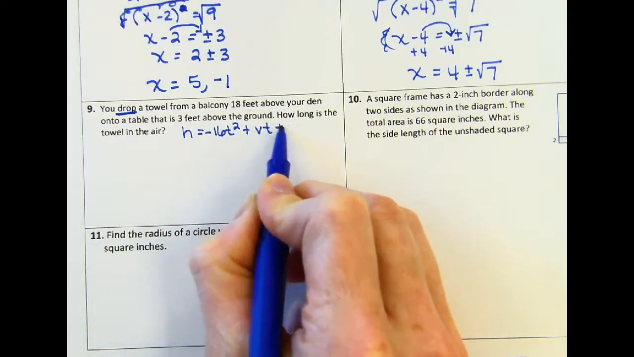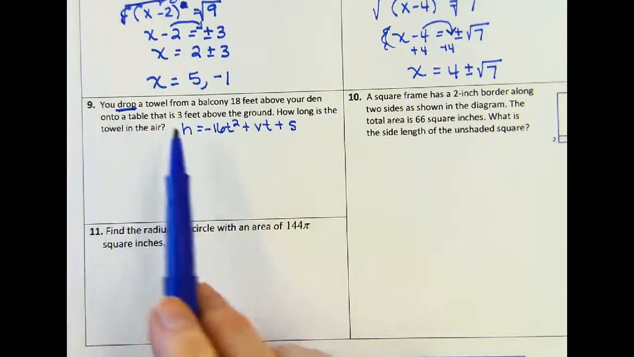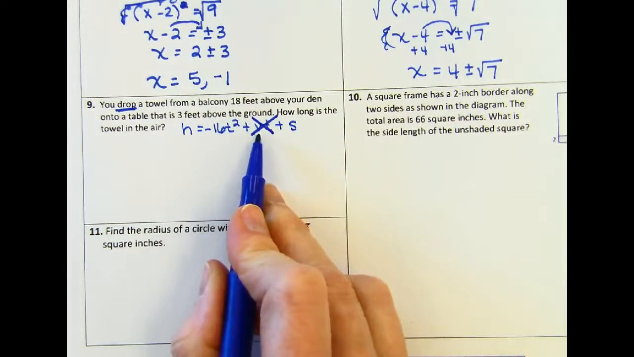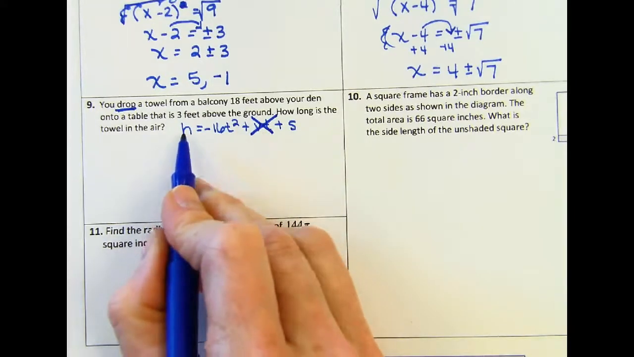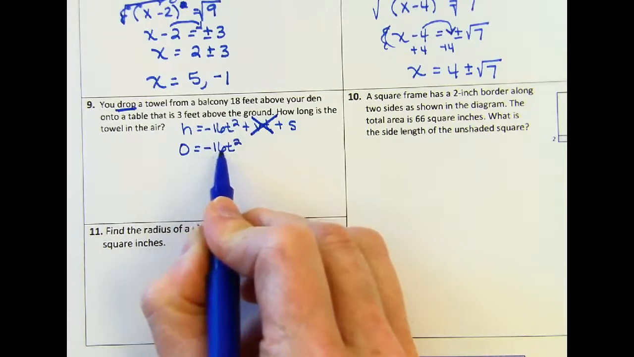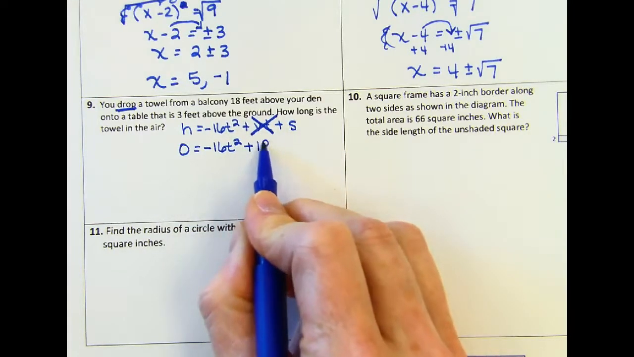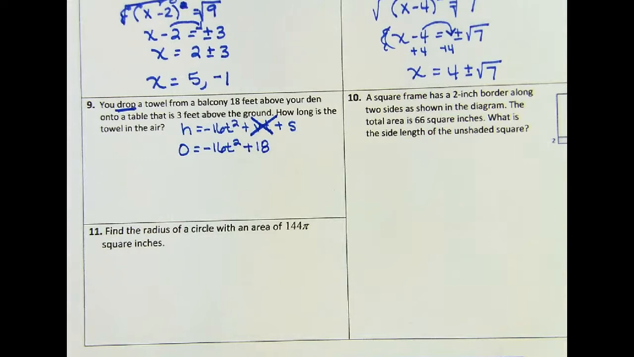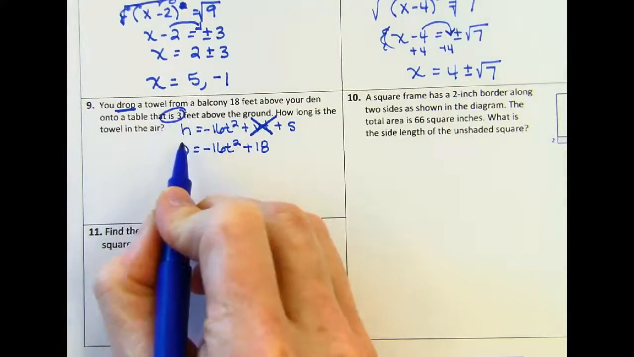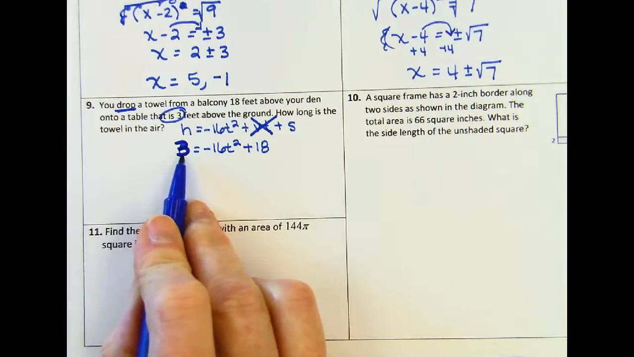So I'm going to give you the formula. And the reason why this is in this section is we are dropping the towel. We are not throwing the towel. Therefore, we do not have velocity. Now, here's how it sets up. The ground is 0. Negative 16t squared always stays there. And the towel starts at 18. So the 18 goes in for S. So now I have given you the equation, except the towel does not go to the ground. It goes on a table that is 3 feet. So that actually needs to be a 3 right there.